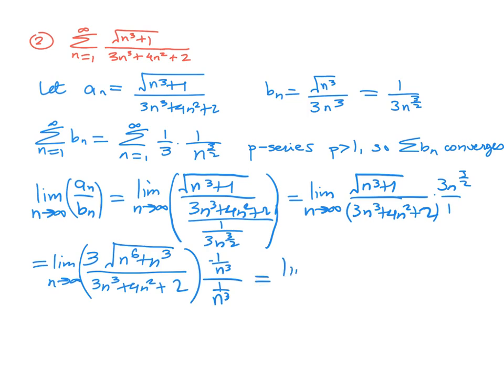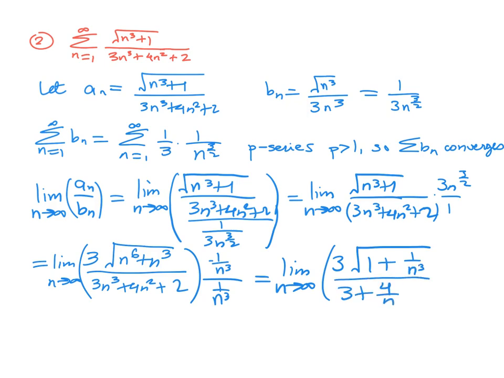So when I do that, I get limit as n goes to infinity of 3 square root of 1 plus n cubed over n to the 6th, so 1 over n cubed, over 3 plus 4 over n plus 2 over n cubed. And now as I consider n going to infinity, this will go to 0, this will go to 0, this will go to 0. So it's 3 times root 1 divided by 3, which is just 1, which is a positive real number.